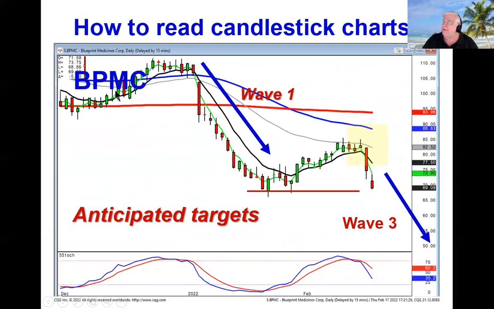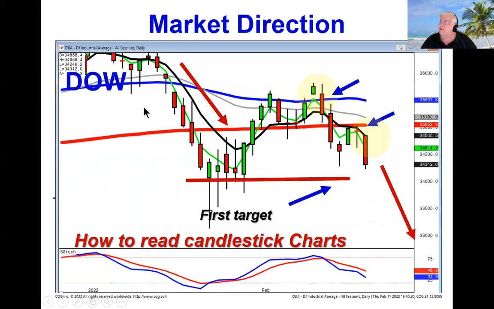We recommended BPMC. Notice the doji failure at the 34, closed below the T-line. We can see wave 1, wave 2. Now we know if it breaches this level, wave 3 could still be a very strong downside. So why would we suspect more downside? Because if you look at the major market indexes, you don't see any buying, stochastics are heading lower. Here's our first target, at least another day of selling. And if the Dow breaches this level, that implies wave 1, wave 2, wave 3.